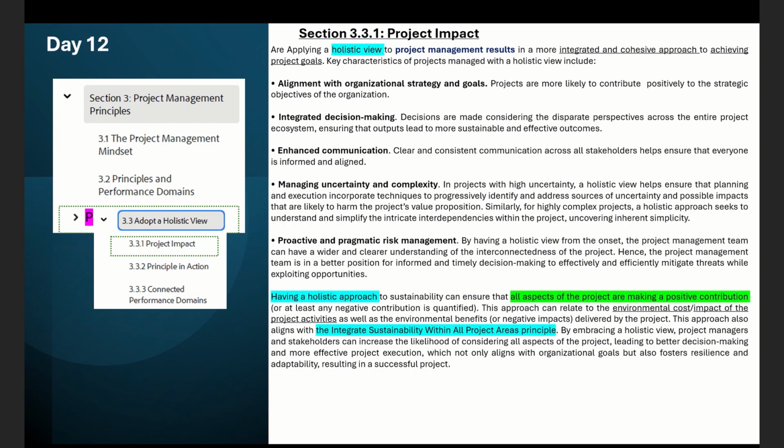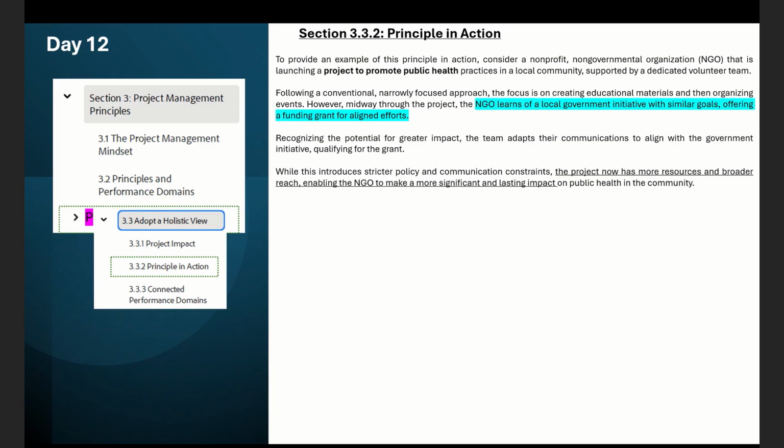And the most important thing here is that this principle is connected with another principle, the integration principle within all our project areas, because both principles are very common, as both try to find a good solution and the best response as the outcome that we have in the projects. What else do we have here?